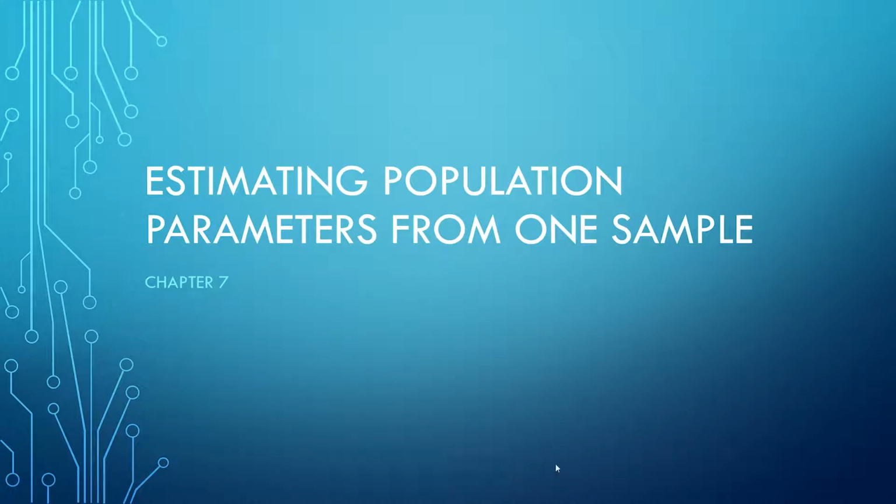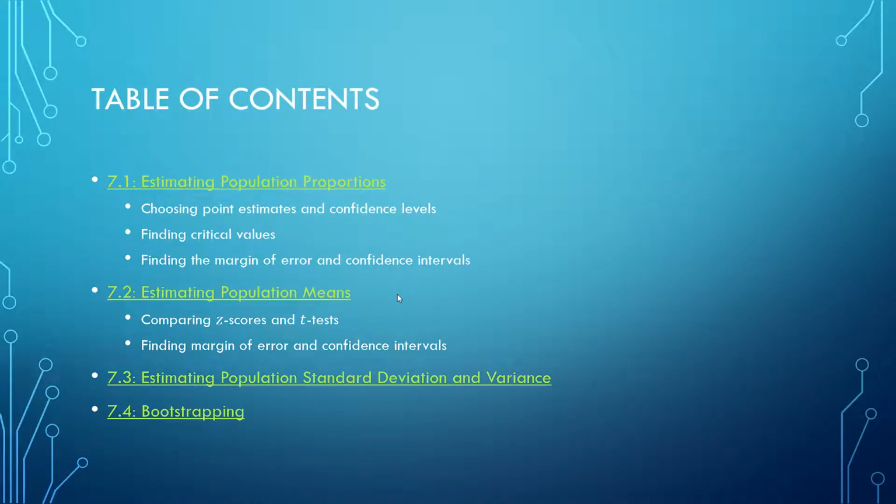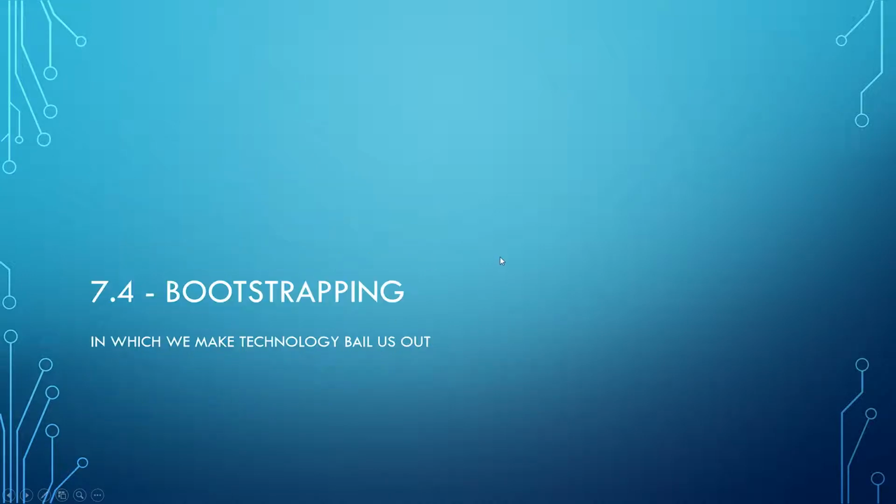Hello and welcome to our last thought with Chapter 7 here, estimating population parameters from a single sample. We've got all the big pieces, all the required pieces for this course, but I just wanted to close out the chapter both literally and figuratively and give you some ideas as to what you could do if you don't have a proper normal distribution, right?